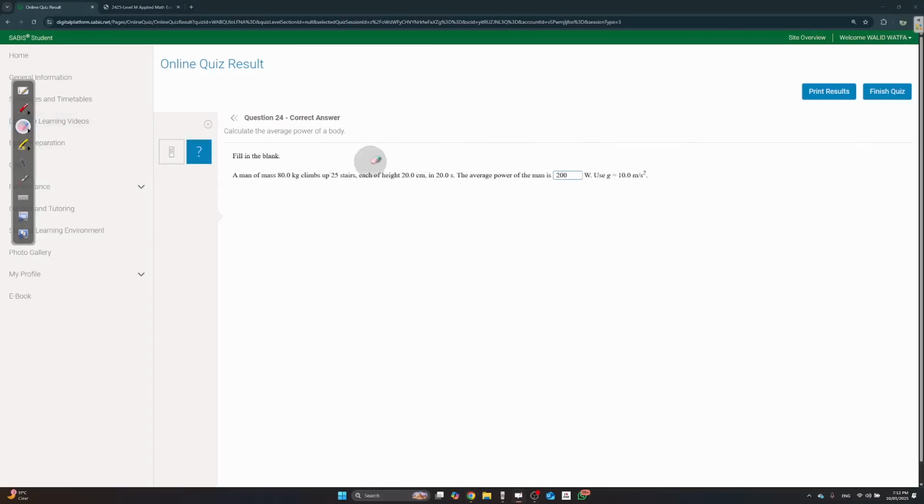Question 24. A man of mass 80 kilograms climbs up 25 stairs, each of height 20 centimeters, in 20 seconds. What is the power of the man? Okay. Power, you have the time, so we're going to use work divided by time. We know that he's climbing up 25 stairs, so there is a change in height. The work done is going to be, same thing we always do, ME1 plus work external is equal to ME2. Always, if you want to find the work done, and you have any change in energy, height, whatever, always use this. I've been using it almost every question now.